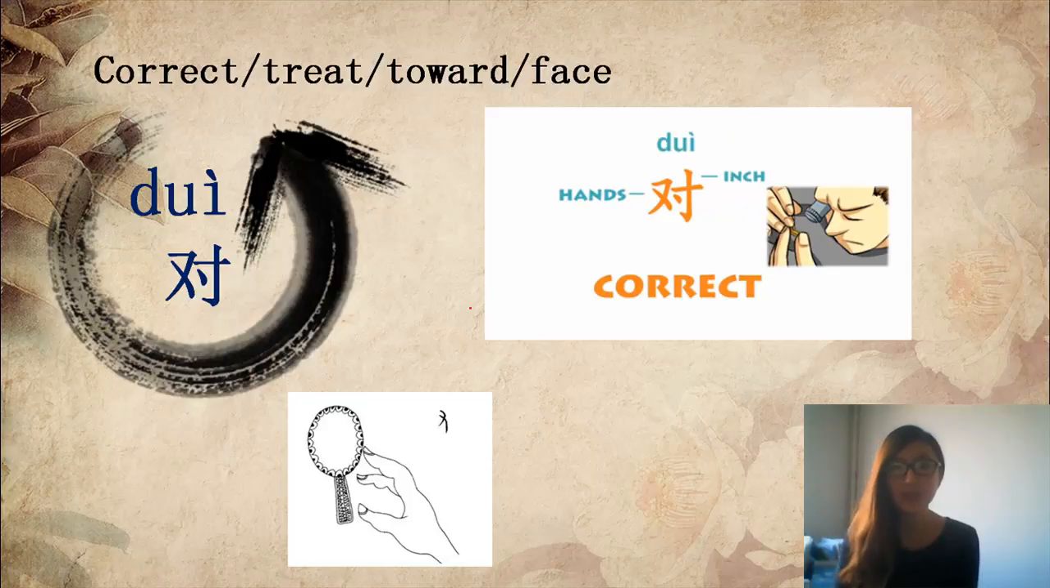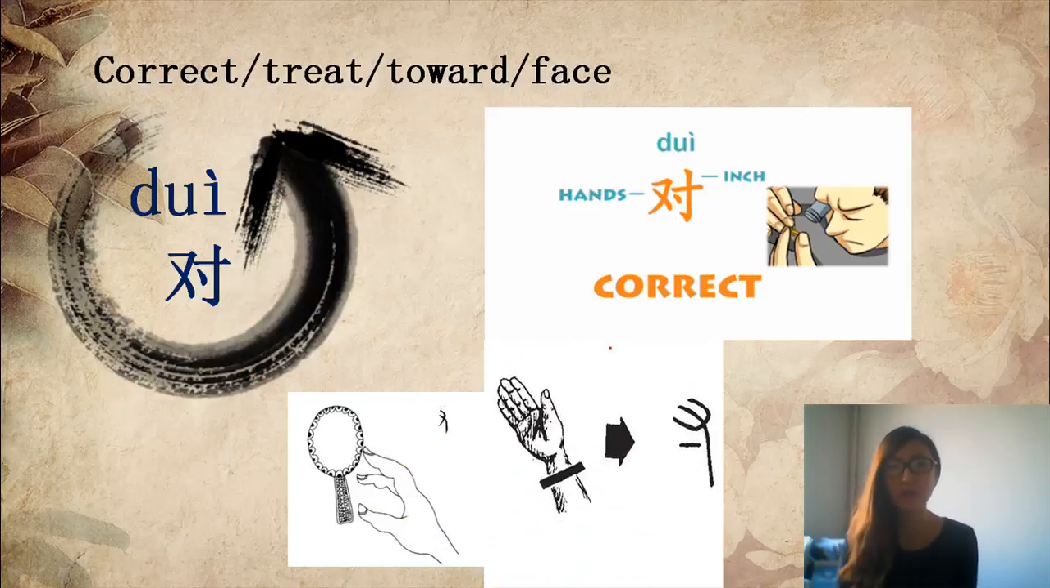Okay, let's look at this hand component. It's just like a picture of a hand. Traditionally, we write like this, and right now we write like this. Okay, and this is the inch component. It's just like this.